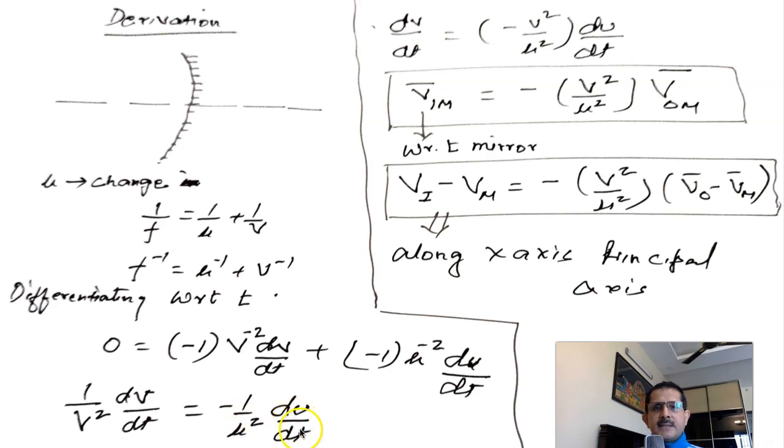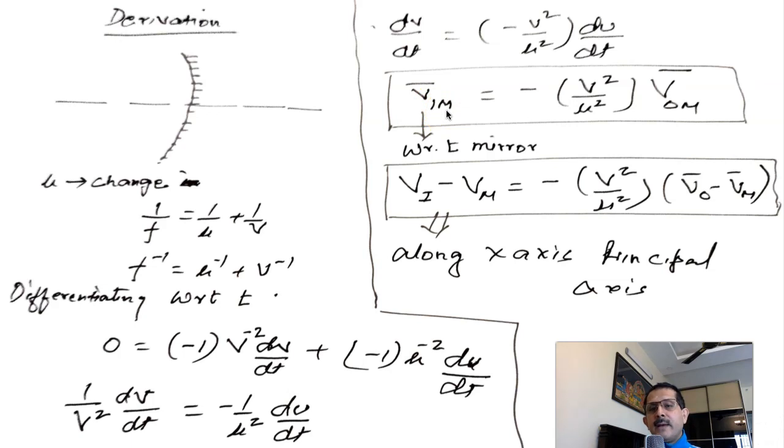Or I can say, dv by dt, if I get this v square here, we just cross multiply here. So this becomes dv by dt is equal to minus v square by u square du by dt. What is dv by dt? dv by dt is the velocity of image. Remember, it is with respect to the mirror, pole of the mirror.